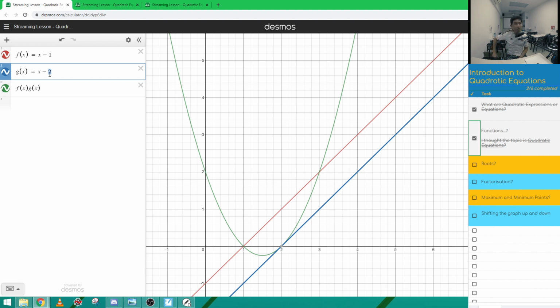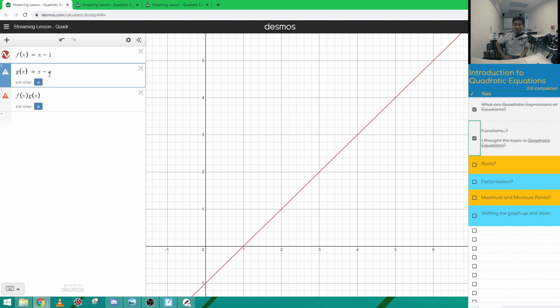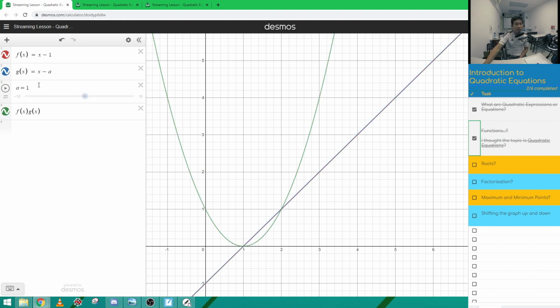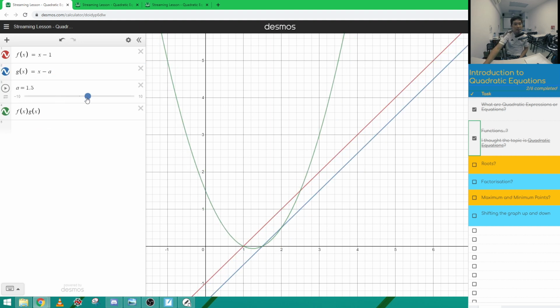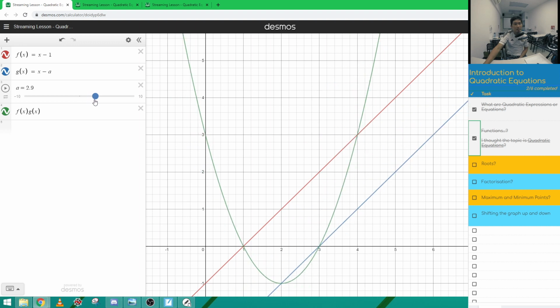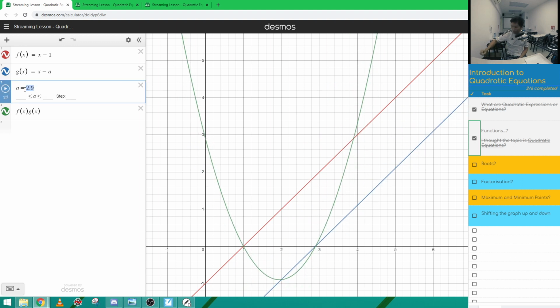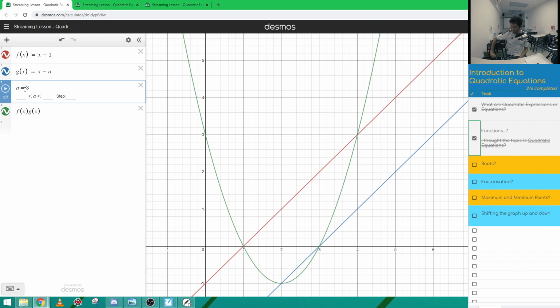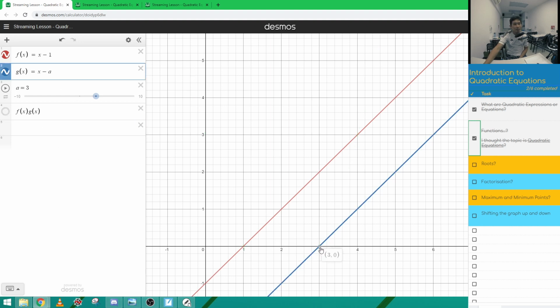What I'm going to do is replace 2 with the letter a, so that I can change a. a doesn't have to be 2. I can slide it around. See? I can slide it around. I can slide it to, say, 3. Let's make it 3. So when a equals 3, you can see that my blue graph now cuts. Let me hide this green curve first.